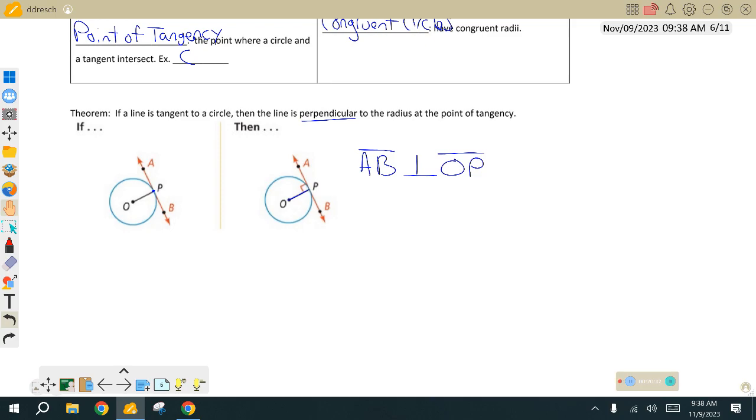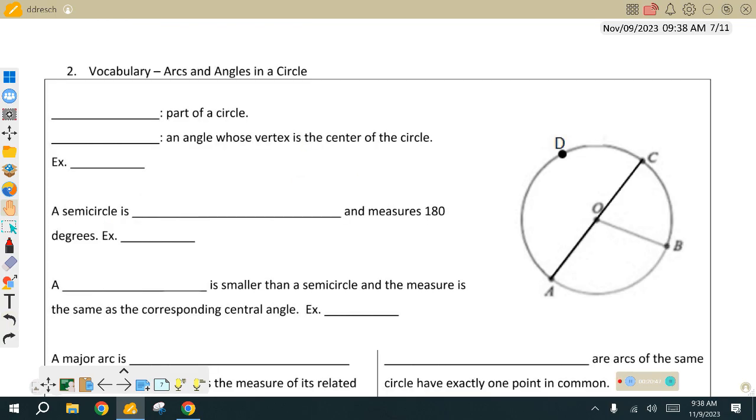Now, with that, that's going to lead us into a bunch of Pythagorean theorem again throughout this year. Pythagorean theorem's about to rear his head again. Okay, all right, let's flip. Let's keep talking here about circles.